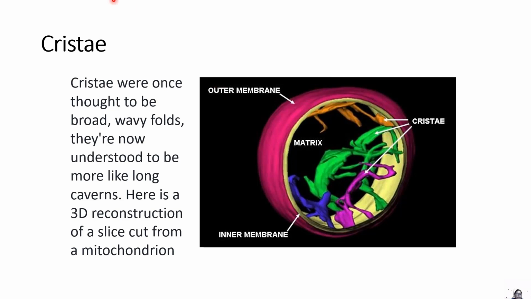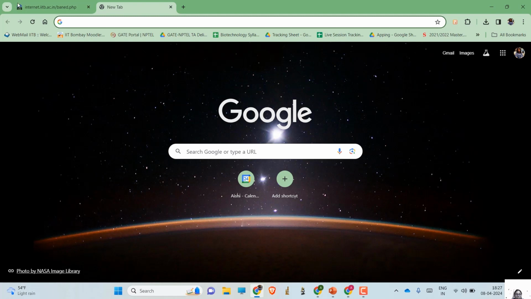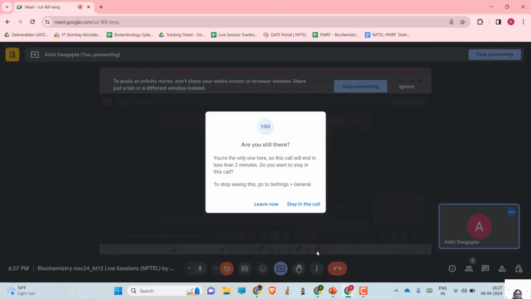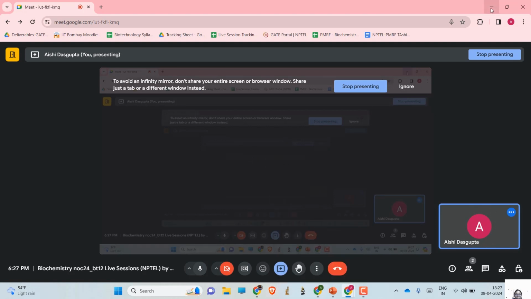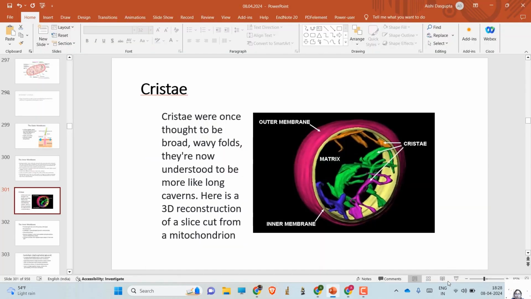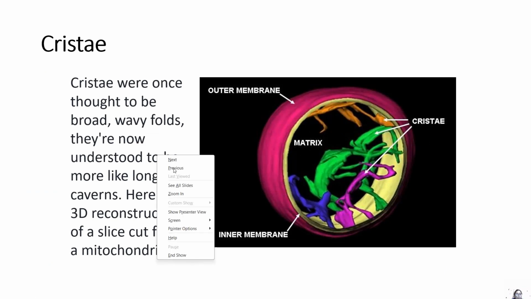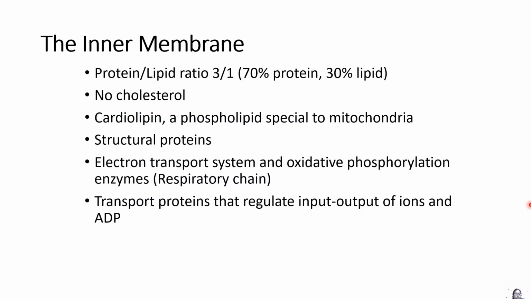Now if you talk about cristae, cristae were once thought to be broad wavy folds basically. They are now understood to be more like long caverns. This is a 3D reconstruction of a slice cut from mitochondria. Okay.